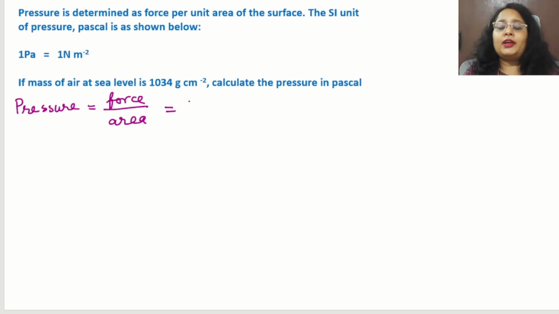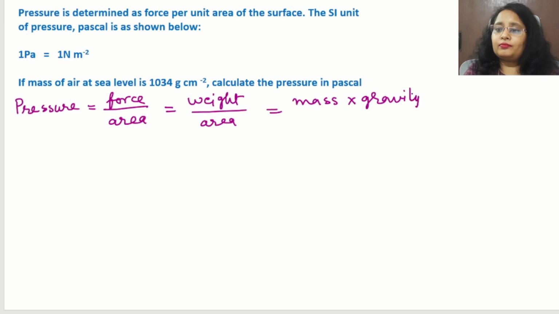One more way to write the pressure is weight per unit area, and weight we can write like mass into gravity divided by area. So we have three formulas for pressure. So in this formula we are going to use the last one formula to calculate our answer in this question.